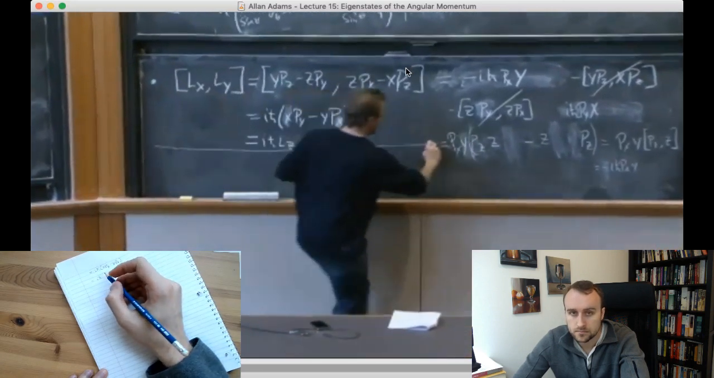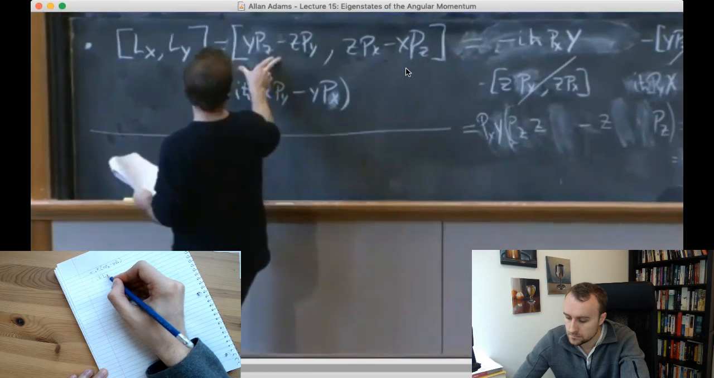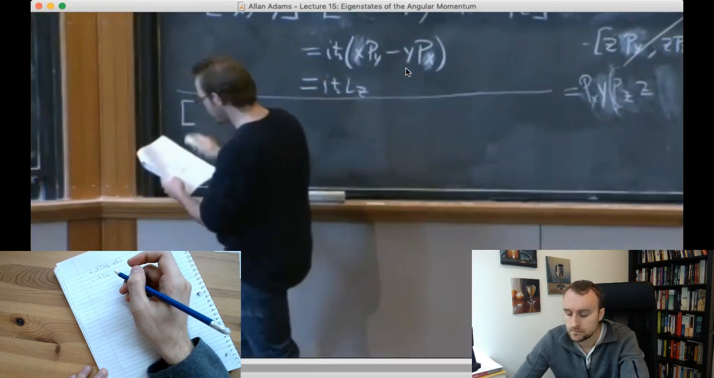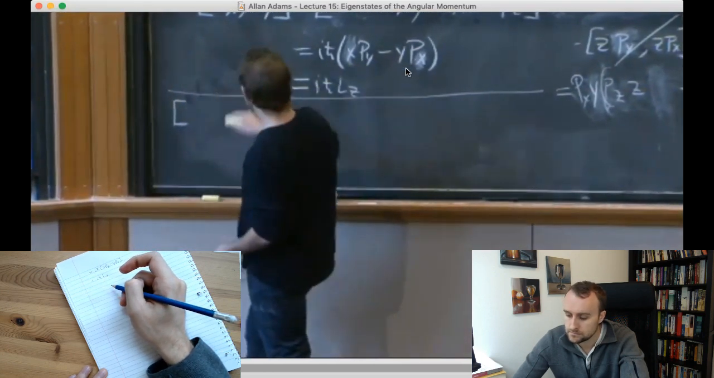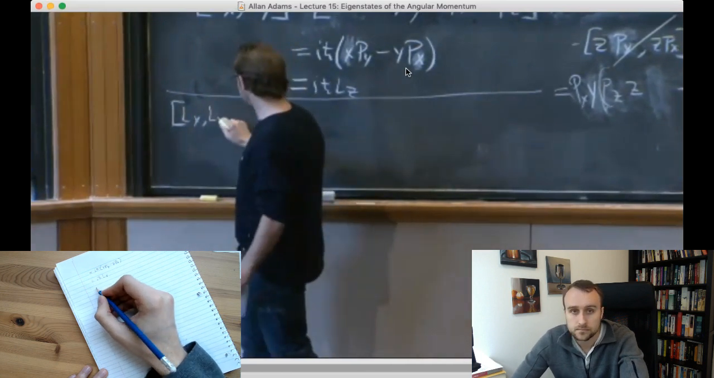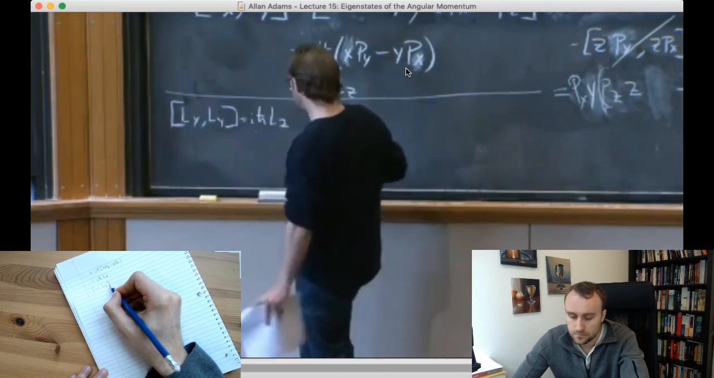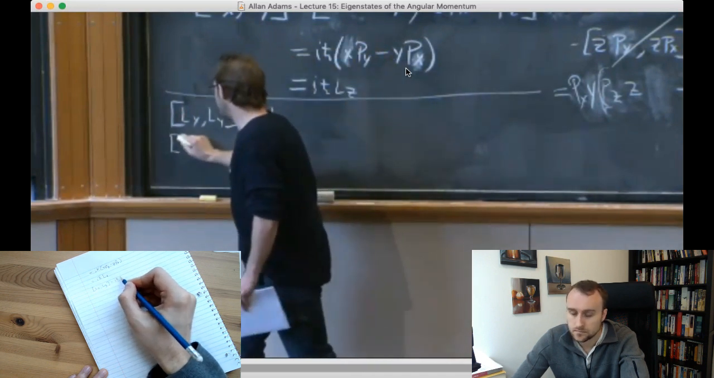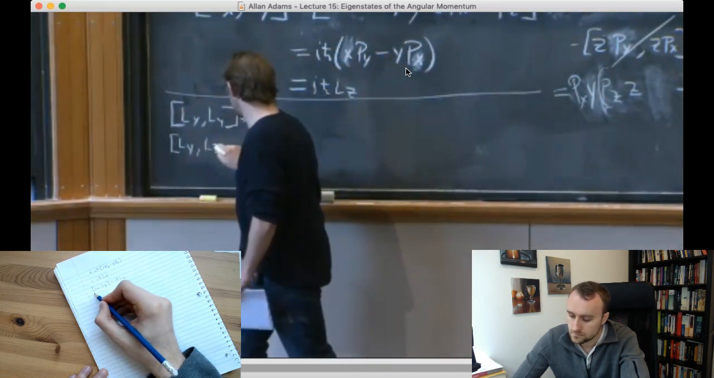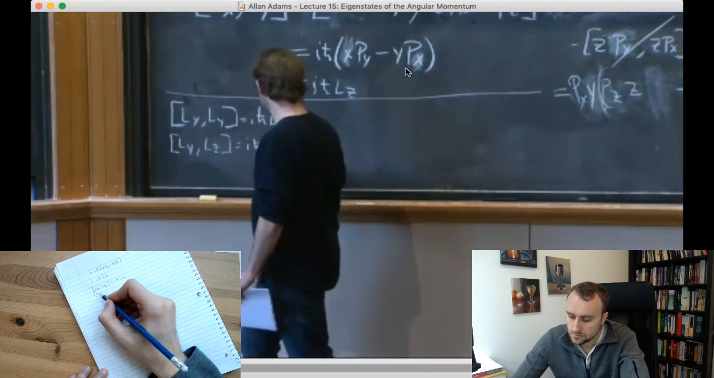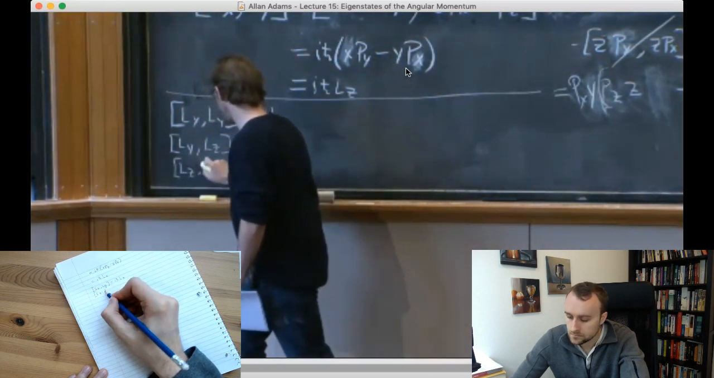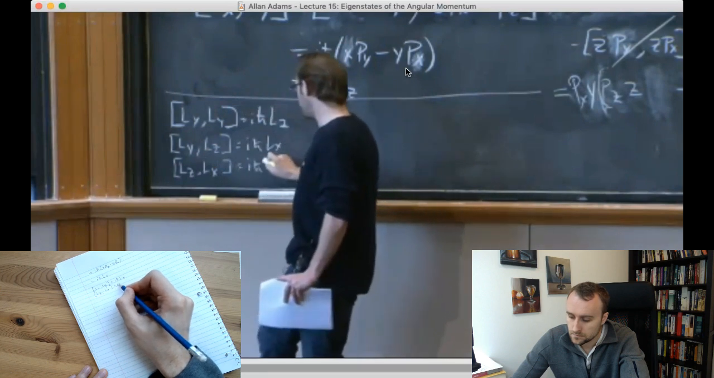Okay. And more generally, as you'll show on the problem set, you get the following commutators. Once you've done this once, you can do the rest very easily. Lx with Ly is i h bar Lz. And then the rest we get from cyclic rotations: Ly with Lz is i h bar Lx, and Lz with Lx is i h bar Ly.